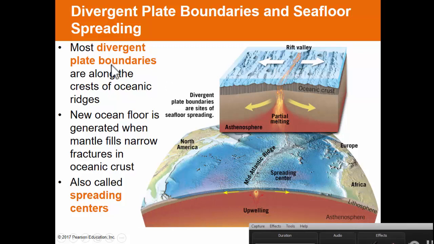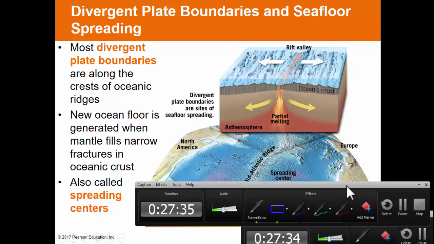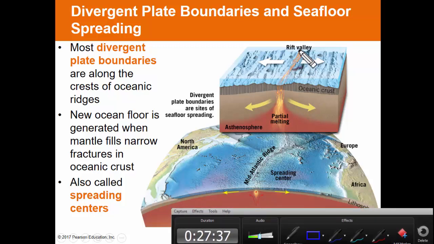But most divergent boundaries are along the crest of oceanic ridges. New ocean floor is generated when the mantle fills this narrow fracture. So again, you have the fracture, right? There is a fracture as this magma wells up. As that magma wells up, it's going to fill in that fracture, but the two plates are still moving away. So that freshly created lithosphere, that magma that just filled in, it pulls apart, right? And then new magma flows up, and then it solidifies, and it gets pulled apart.